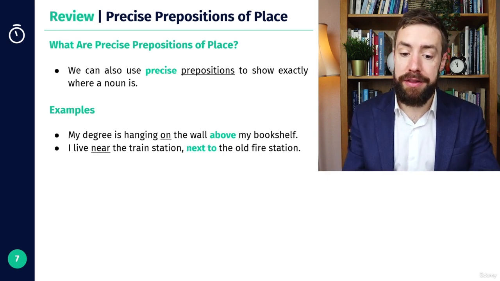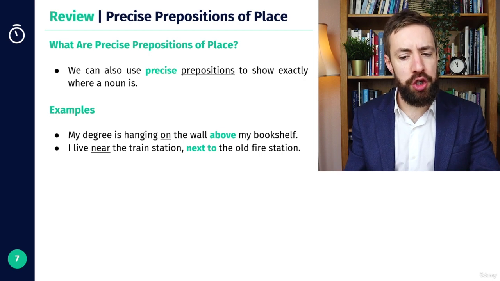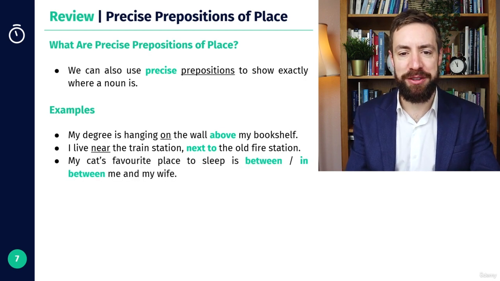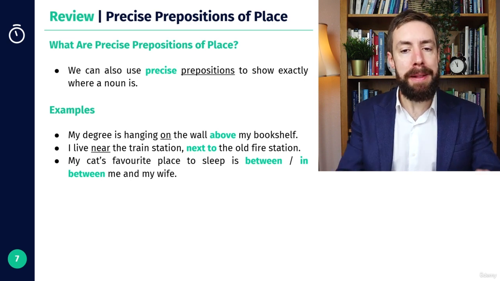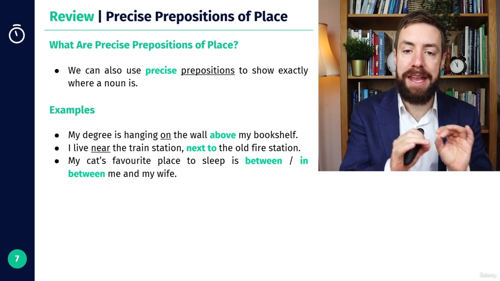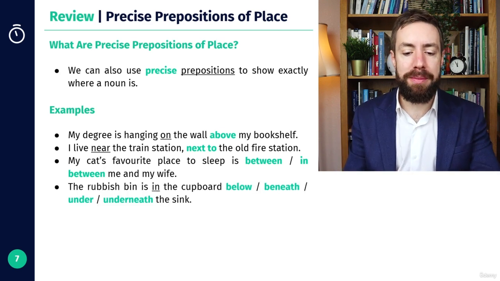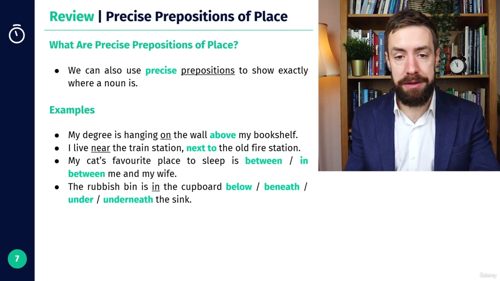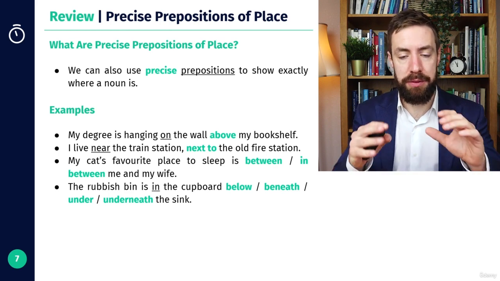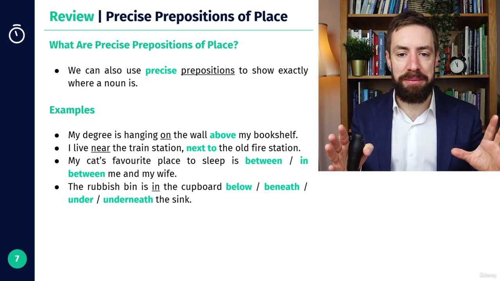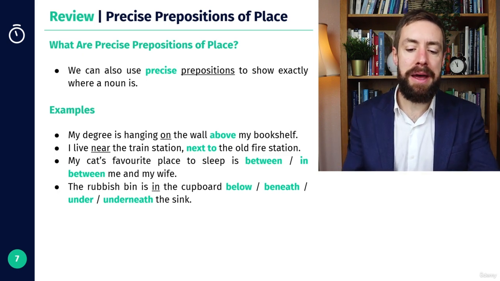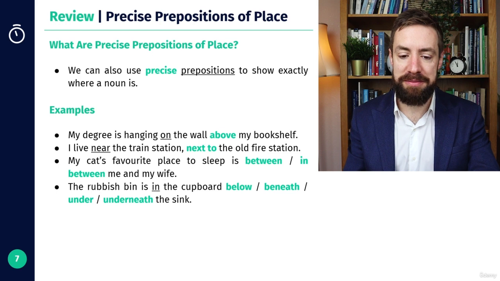I live near the train station next to the old fire station. So again, it's more detailed, more specific. My cat's favorite place to sleep is between, or we can say in between. It's the same. Me and my wife. The rubbish bin is in the cupboard. Okay, so it's in, so we know it's somewhere in the cupboard, but we give more details and say below or beneath or under or underneath the sink.